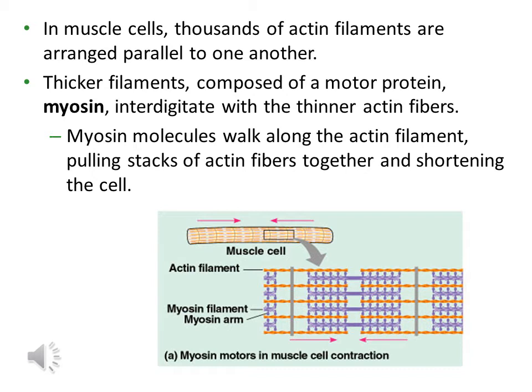As we have seen with dynein and kinesin transporting molecules, in the same way the myosin, the thicker filament, the motor protein, walks along this actin filament so that it pulls the actin filaments together, resulting in the shortening of the cells. This is the mechanism behind muscle contraction.